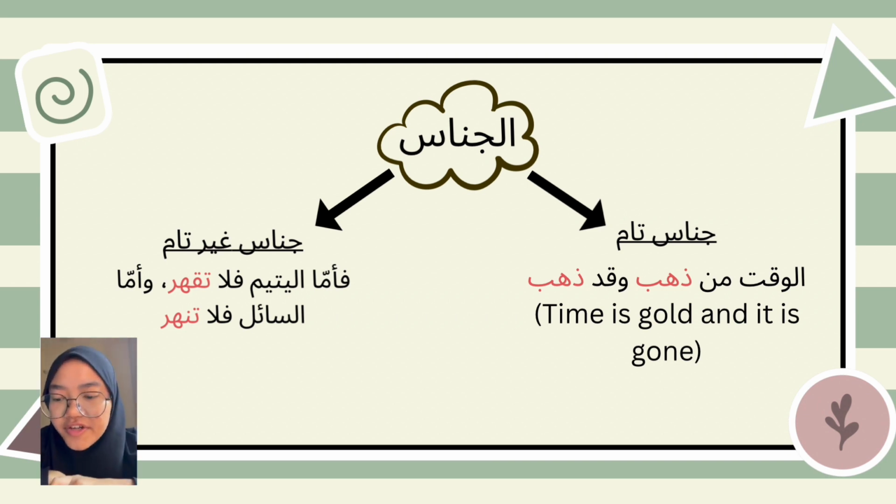And then for jinas ghairu tam, there is some similarity between two words. However, it is not completely the same. For example here, فَأَمَّا الْيَتِيمَ فَلَا تَقْهَرْ وَأَمَّا السَّائِلَ فَلَا تَنْهَرْ. So the words taqhar and tanhar are almost the same, but a bit different in their anwa'ul huruf. So the first is taqhar with qaf, and the second is tanhar with nun. So we call it jinas ghairu tam because it is not completely the same in terms of all four aspects.